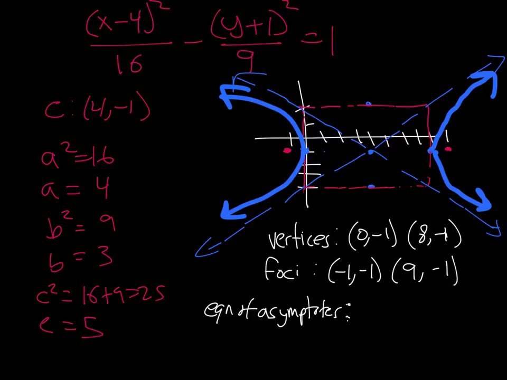So we're going to use point slope 1. You remember that's y minus y1. So y minus negative 1. So y plus 1 equals plus or minus 3/4. And it's going to be x minus x1, which is 4. So x minus 4. And there's the equation of the two asymptotes.